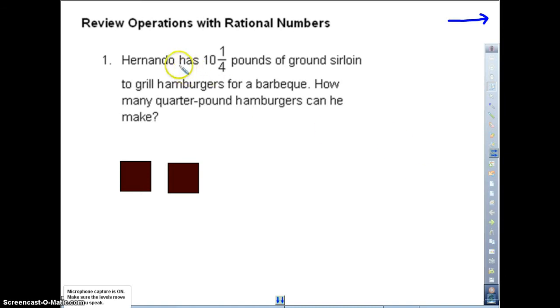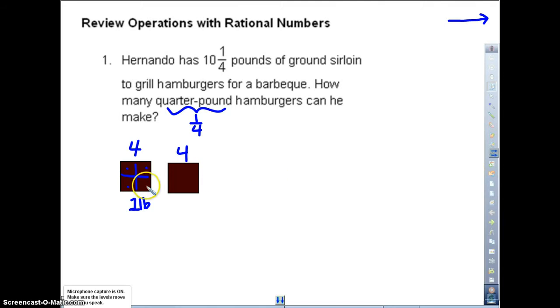Okay, number 1 says, Hernando has 10 1/4 pounds of ground sirloin to grill hamburgers for a barbecue. How many 1/4 pound burgers can he make? If we're talking 1/4 pound burgers, that's 1/4 of a pound. Okay, let's say this represents 1 pound right here. I'm going to divide that into fourths, divide that into 4 equal pieces. That's a 1/4 pound, that's a 1/4 pound, that's a 1/4 pound, that's a 1/4 pound. Each pound of burger makes 4 patties. This pound of burger is going to make 4 patties.